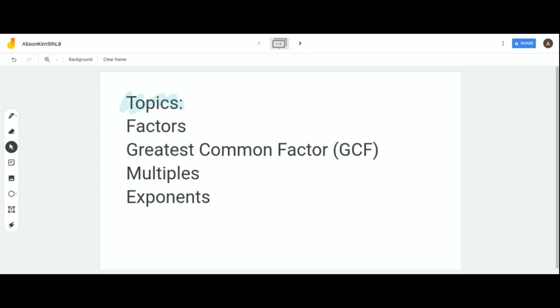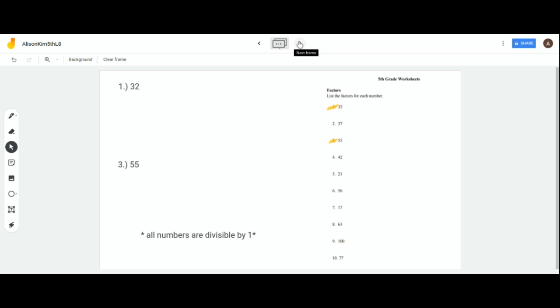Hi 5th graders, today's topics are factors, greatest common factors, also known as GCF, multiples, and exponents. So let's get started. We're going to start off with factors. We're going to do number 3 and number 1 together, okay?